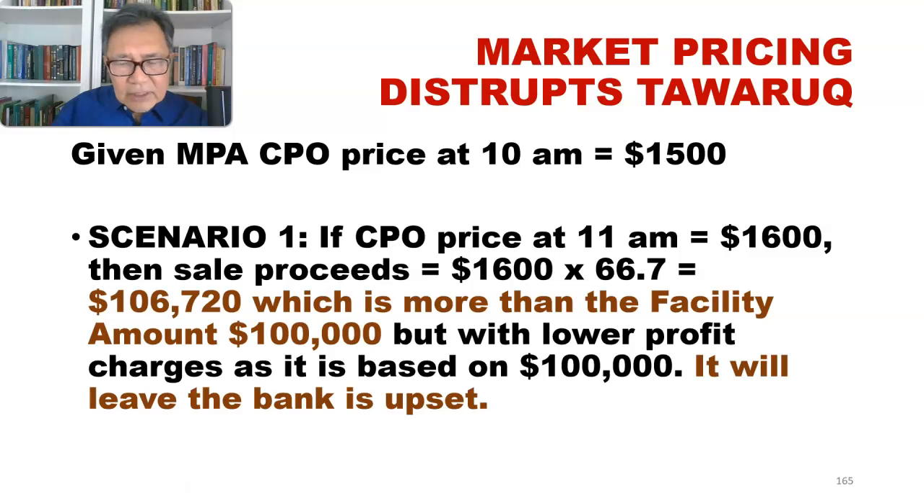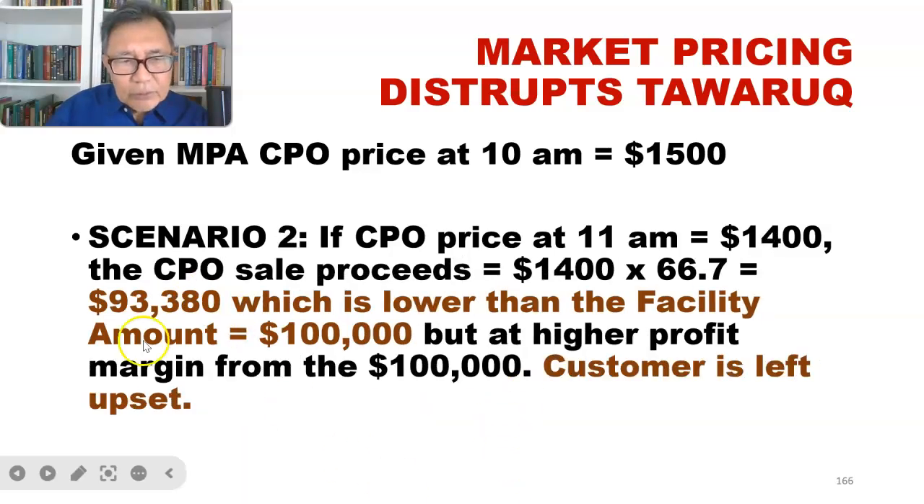And of course, this will make the bank unhappy. It will leave the bank upset. So that is how we see when the CPO price at 11 a.m. of 16 is used instead of 1500, that will disrupt the Tawaruq financing, and the first will be the impact on the bank that will leave the bank quite disappointed with the outcome of the sale.